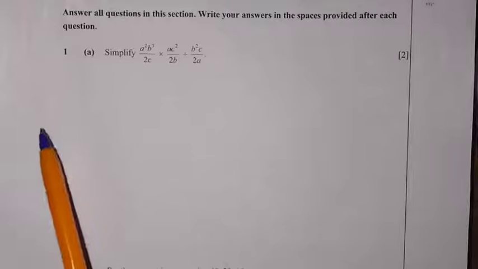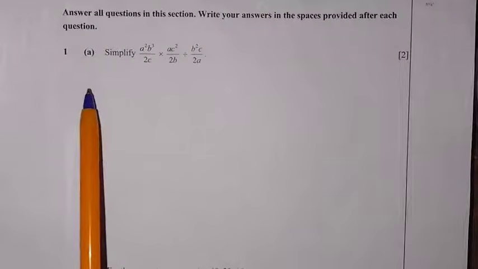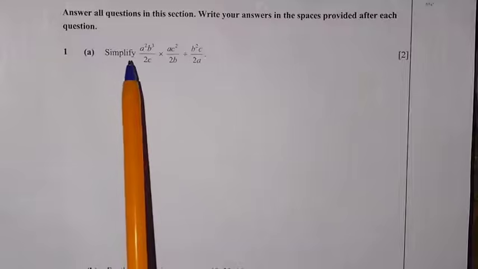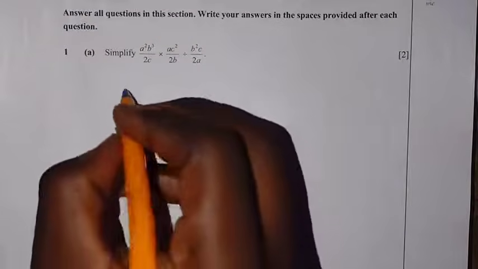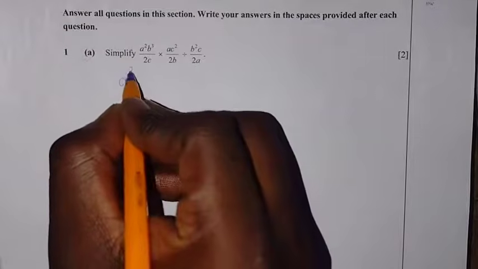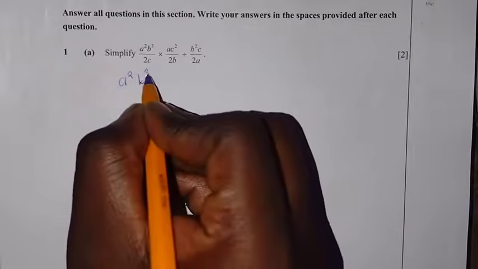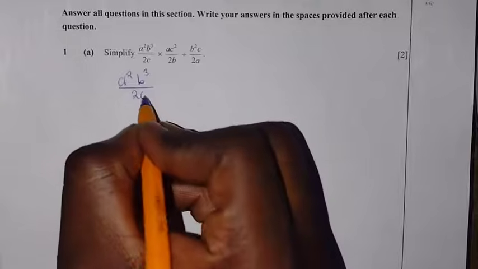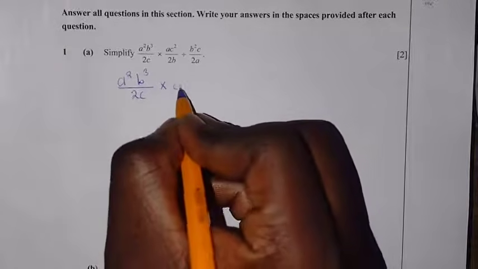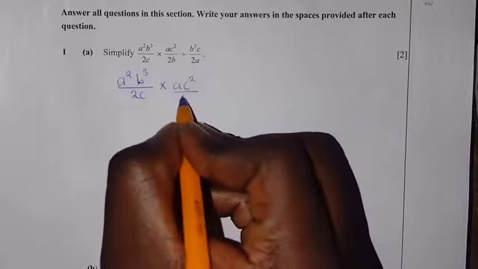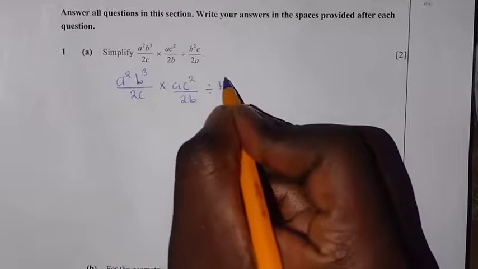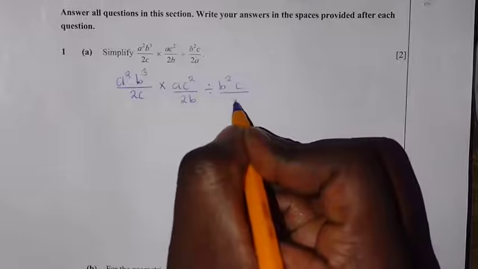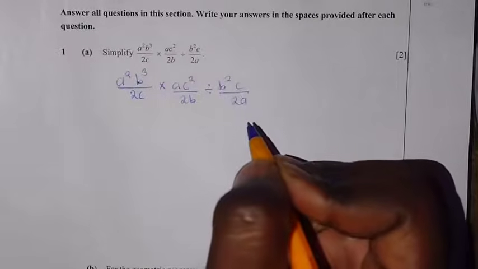So we are going to start with our question 1 right here. Our question 1 reads: simplify. So here we are going to simplify this expression that we have: a squared b power 3 divided by 2c, times ac squared over 2b, divided by b squared c over 2a. So how can you simplify this?